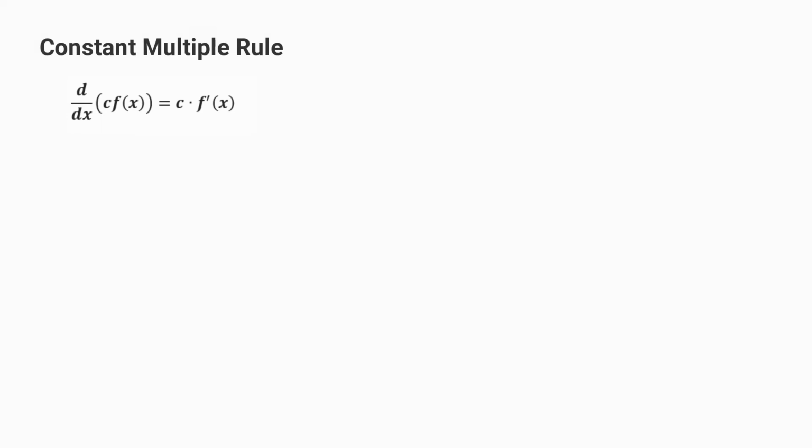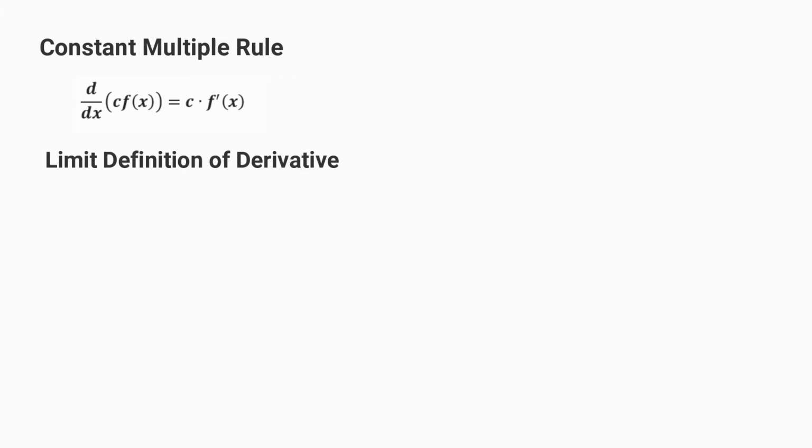Today, I am going to show you the proof of the constant multiple rule of differentiation. Now let's solve the constant multiple rule. It is stated that the derivative of c times f of x is equal to c times the derivative of f of x. In order for us to prove the derivative of the constant multiple, we will use the limit definition formula of derivative, which is the derivative of f of x is equal to the limit of f of x plus h minus f of x all over h as h approaches 0.